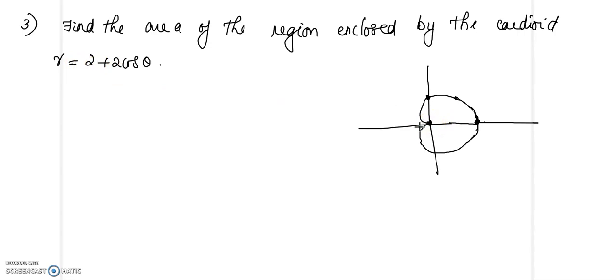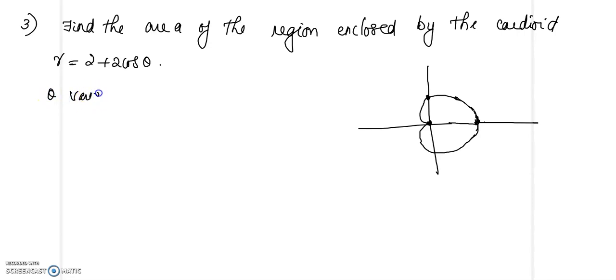ഇനി അതുപോലെ 3π/2 എത്തുമ്പോൾ again cos 3π/2 is 0. rന്റെ വാല്യൂ 3π/2ൽ 2 വരും. And when you come back to 2π, the value will be again 4. So this will be the shape of the cardioid.